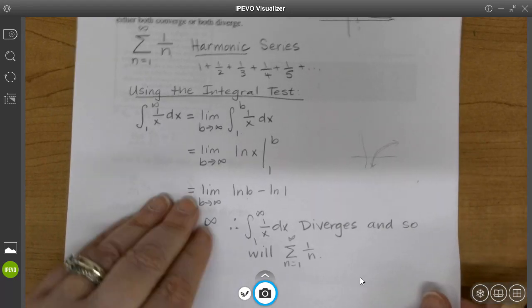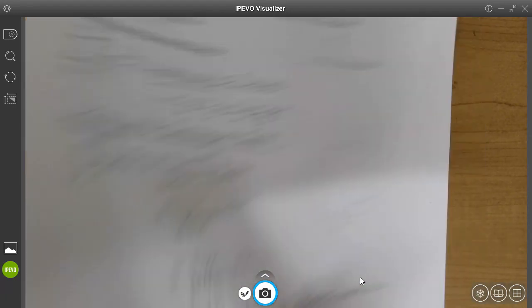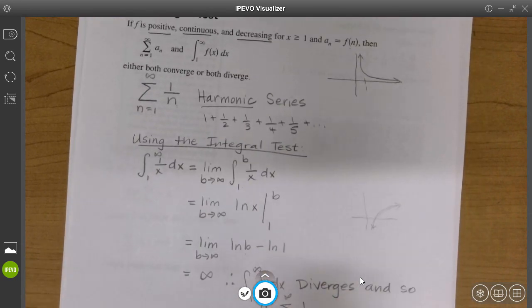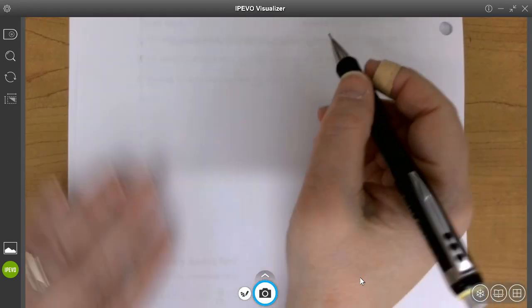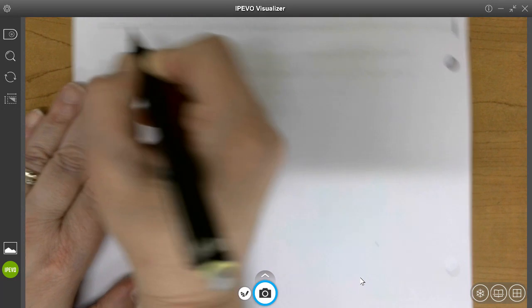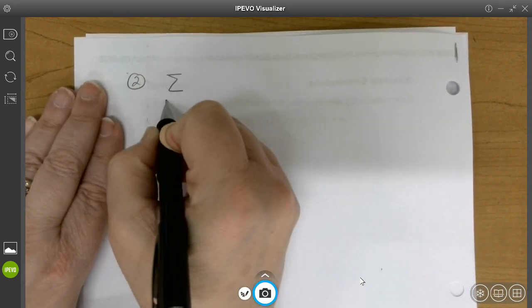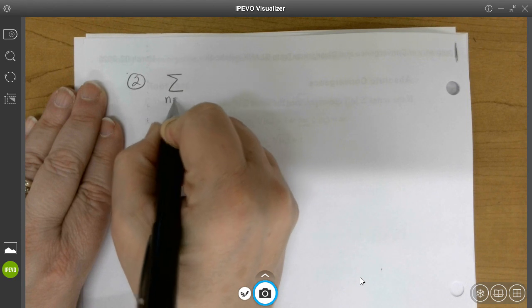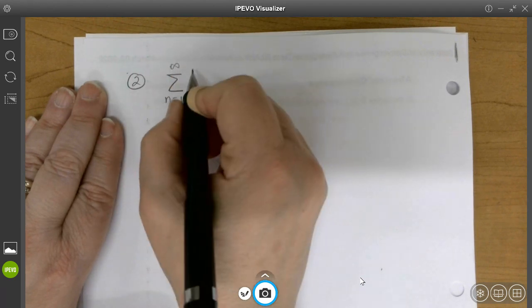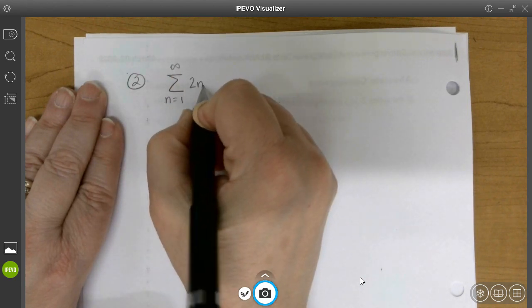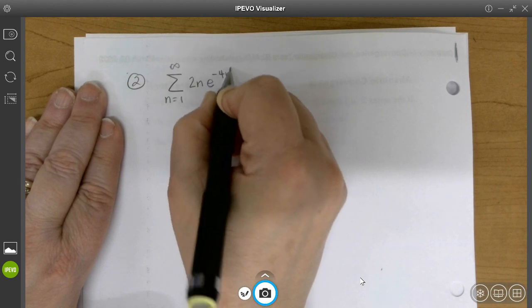Okay, I would like to do one other example for this. And the other example I'm going to do is this one. This is number 2. The sum from n equal 1 to infinity of 2n e to the negative 4n squared.